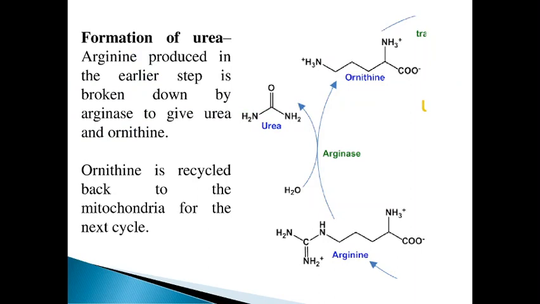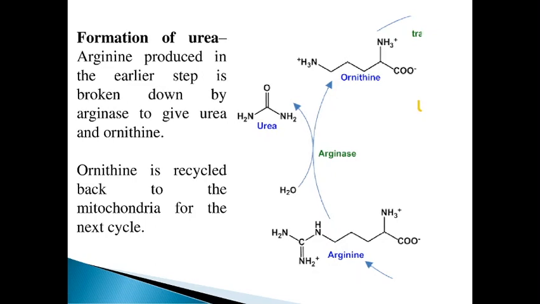Formation of urea, which is the last step, arginine produced in the earlier step is broken down by arginase to give urea and ornithine. The urea formed here will be excreted through kidney and the ornithine is recycled back to the mitochondria for the next cycle.